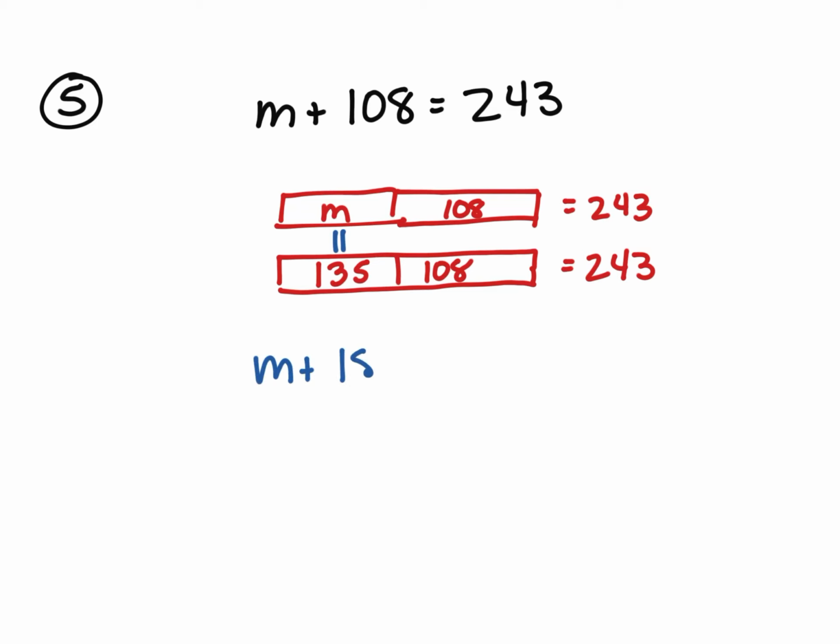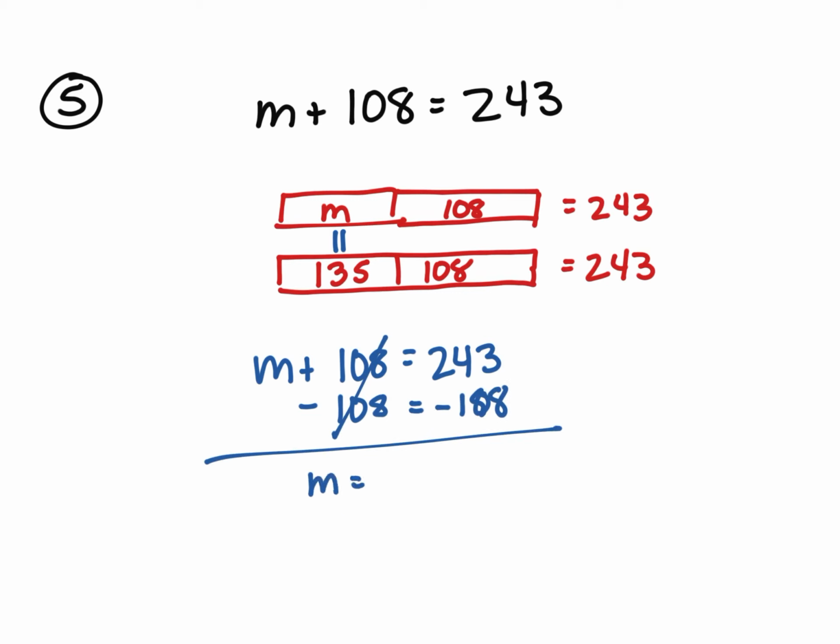Or algebraically, we can think of it as flipping these number tiles to move them over. And they go over here. 243 minus 108 gave us 135.